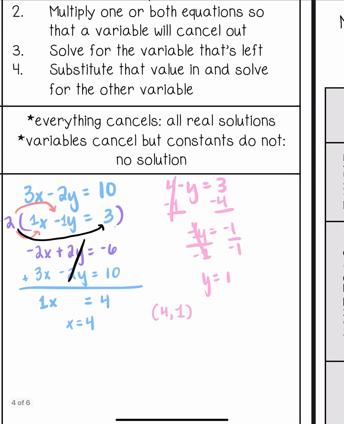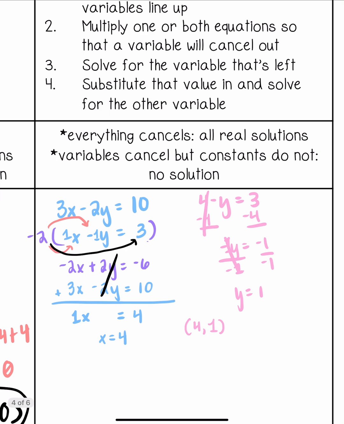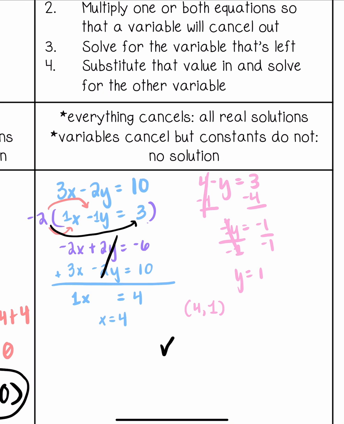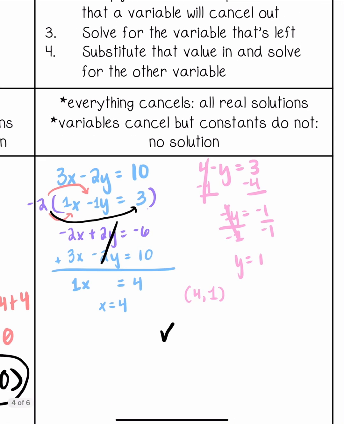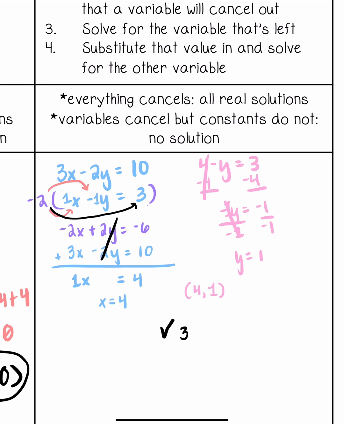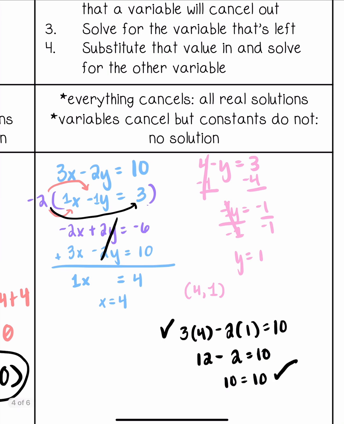And I can do the same thing as I did last time. I can check my solution by plugging it into the first equation. So we'll have 3 times x, which is 4, minus 2 times y, which is 1, is equal to 10. 3 times 4 is 12. 2 times 1 is 2. We know that 12 minus 2 is 10, which is equal to 10. So we can verify that the solution is in fact correct and circle our answer.